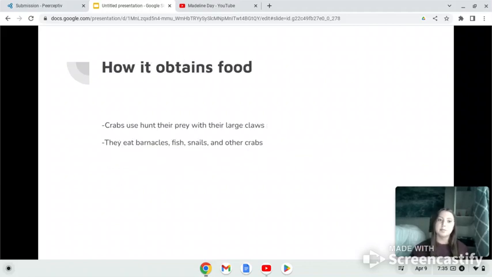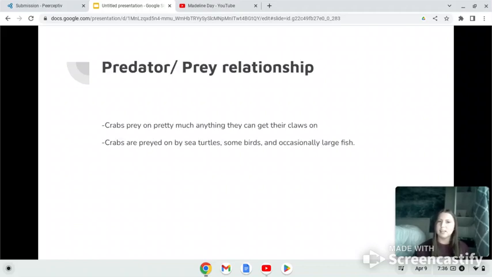So how it obtains food, crabs hunt their prey with their large claws. So they use their legs to get around and then hunt with their claws. And then they eat barnacles, fish, snails, and other crabs. Really anything that's alive, they eat dead fish too, just anything they can get their claws on, I guess. Yeah, so pretty much crabs prey on anything that they can find.